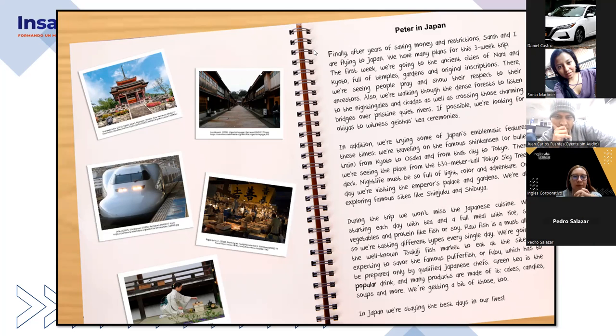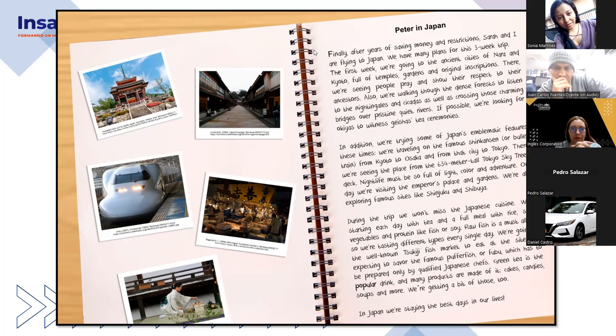In addition, we're trying some of Japan's emblematic features this time. We're traveling on the famous Shinkansen or bullet train from Kyoto to Osaka, and from that city to Tokyo. We're seeing the place from the 634-meter-tall Tokyo Sky Tree's deck.